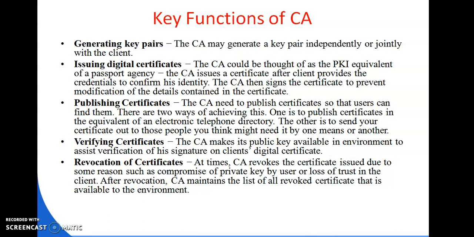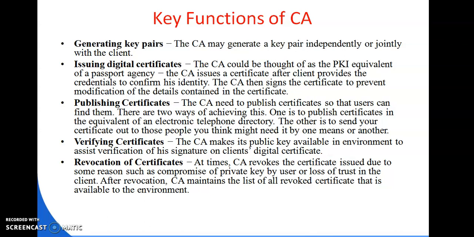The CA makes its public key available to assist verification of its signature on clients' digital certificates. Then there is revocation of certificates. At times, the certificate authority revokes a certificate it issued due to some reason, such as compromise of the private key by the user or loss of trust in the client. After revocation, the CA maintains a list of all revoked certificates that is available to the environment.